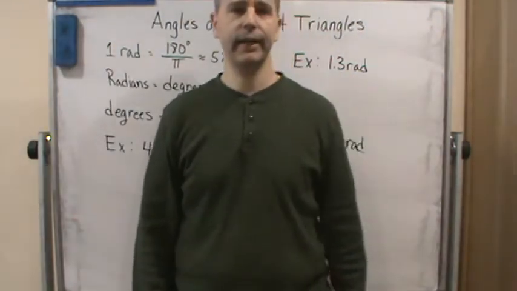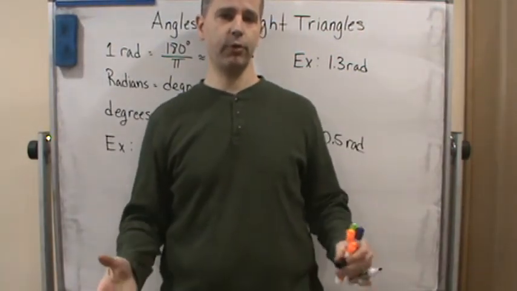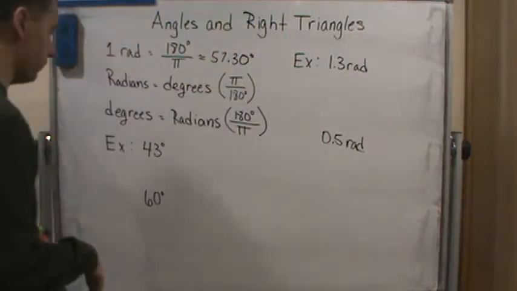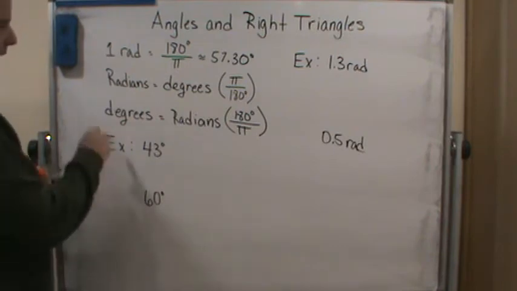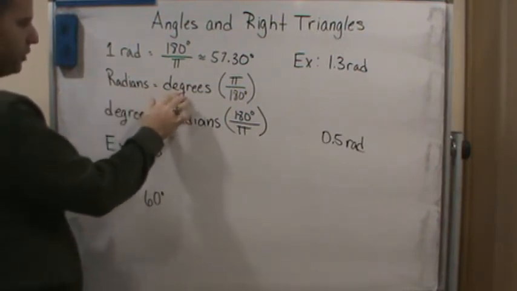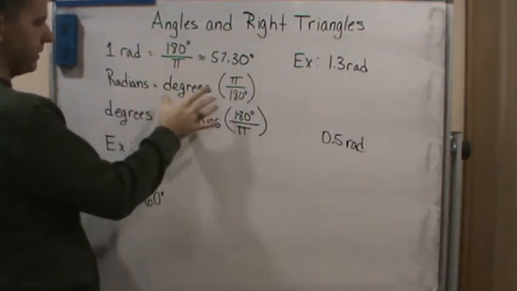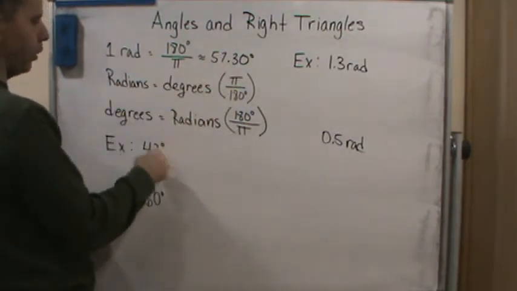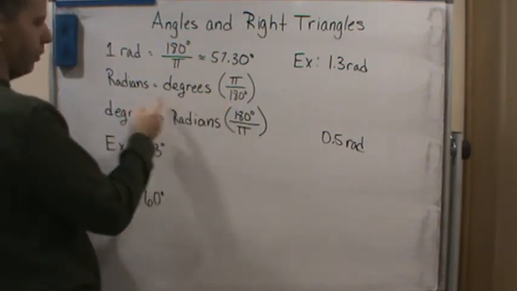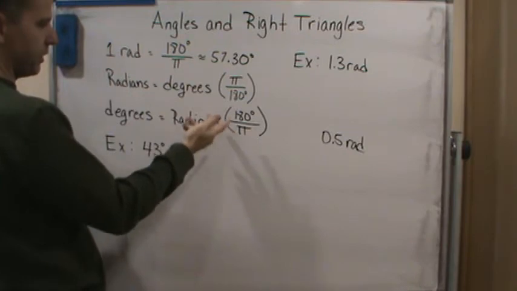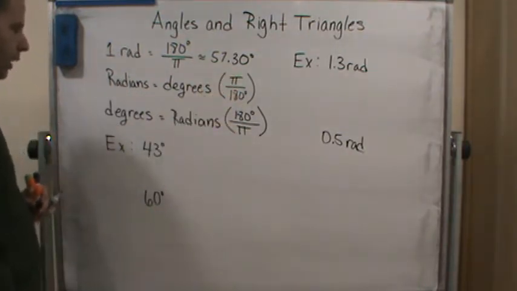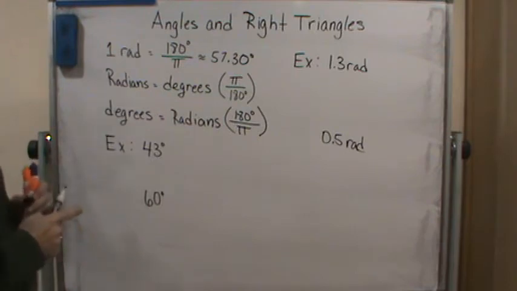Okay, welcome back. Now we're going to do some examples of converting from degrees to radians and radians to degrees. The two conversion factors we're going to use are these two right here. If we want to go from degrees to radians, we use this formula here. If we want to go from radians to degrees, we use this one. Notice that all we're doing is multiplying both sides by the reciprocal of this fraction to go from one to the other, so you don't necessarily have to memorize them both.